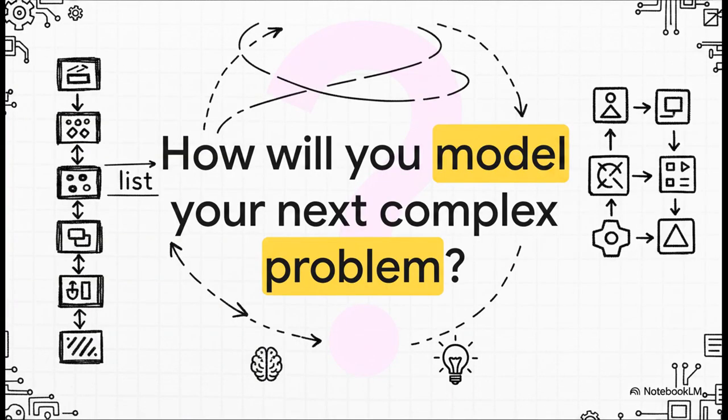So as you can see, these abstract models, the highly flexible mutable sequences of lists and the precise associative mapping of dictionaries, they're the underlying engine of almost every piece of software you interact with today. They are what allow us to translate messy, chaotic, real-world information into structured, solvable code. Now that we've reviewed the architecture, the only question left for you is, how will you model your next complex problem?